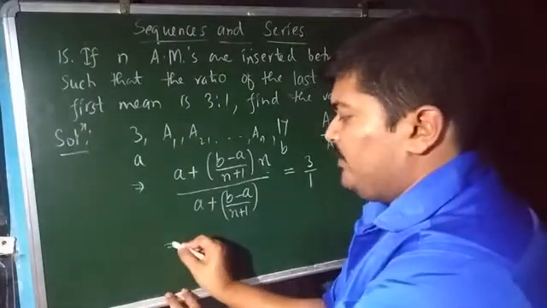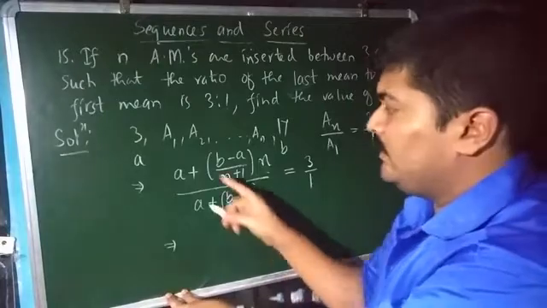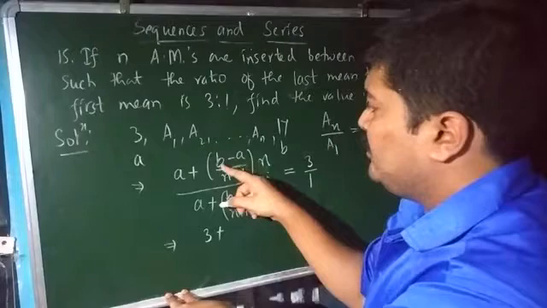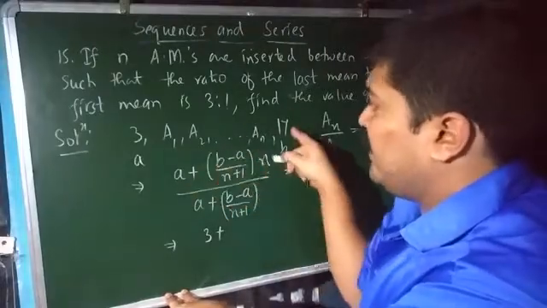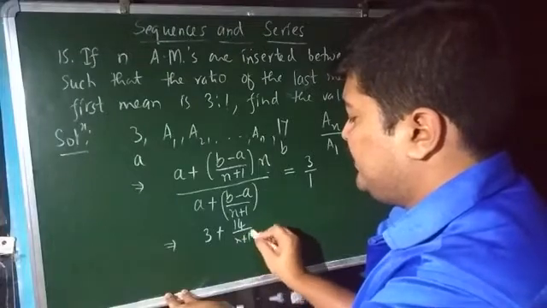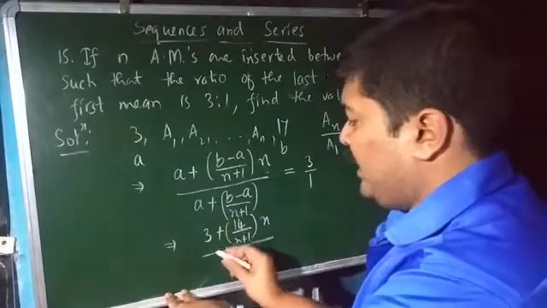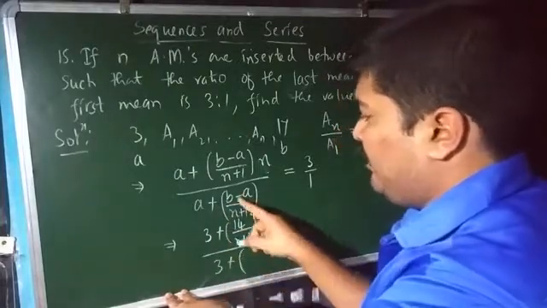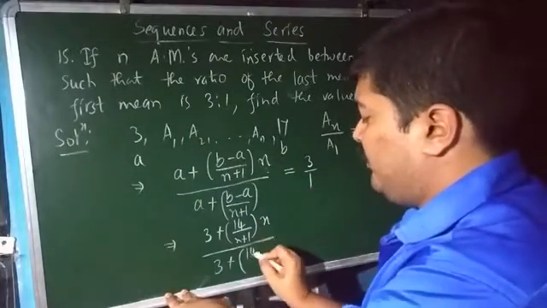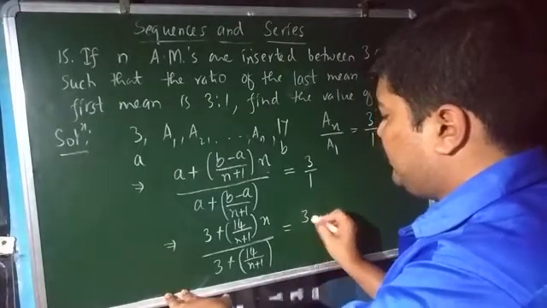Now substitute the values of A and B. Your task is to find the value of n, isn't it? Let it be as it is. What is the value of A here? That is 3 plus (B minus A, that is 17 minus 3, equal to 14) by (n plus 1), multiplied with this n, whole divided by A, the value is once again 3, plus B minus A, 17 minus 3, that is 14, divided by n plus 1, that is equal to 3 by 1.